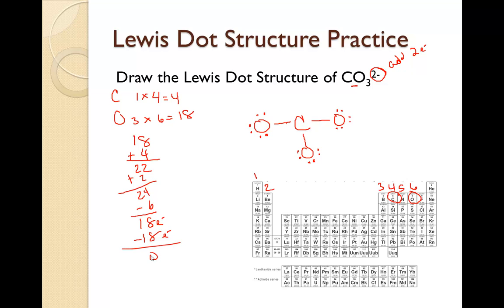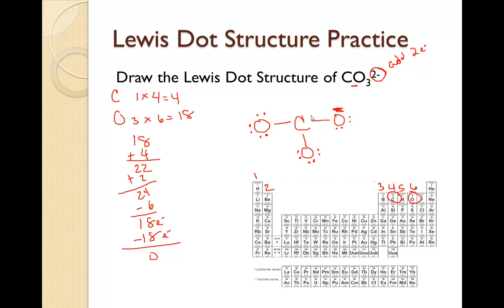But if we look at our octets, our oxygen has the full octet. 2, 4, 6, 8, for each oxygen. Our carbon only has 6: 2, 4, 6. We need another couple electrons here, but we don't have any more valence electrons to give up. So we're going to take some of these lone pairs and make a double bond.